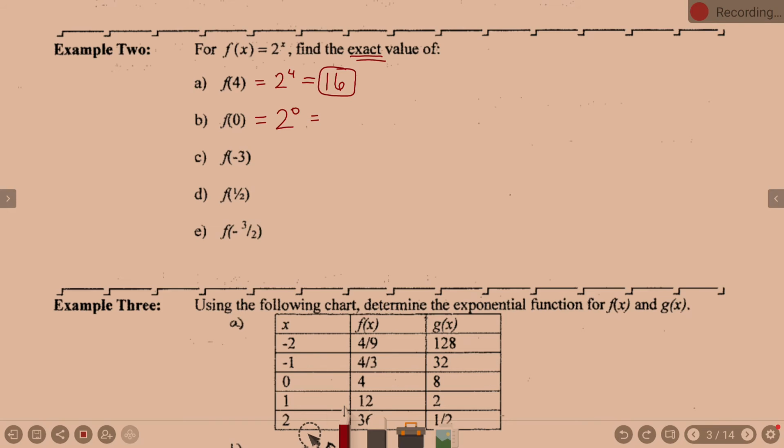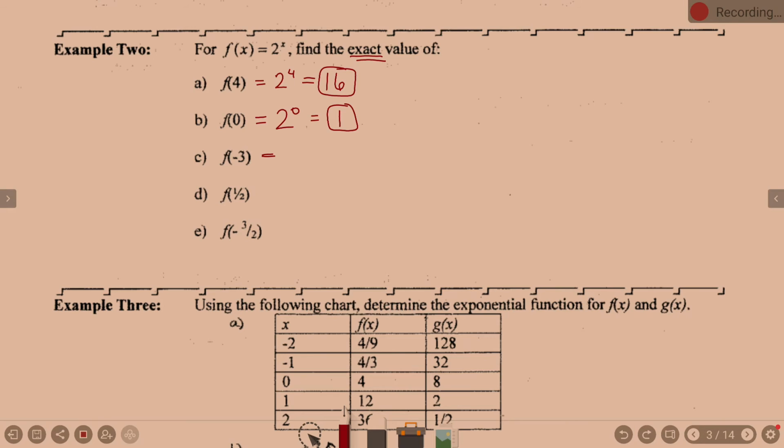What is anything raised to the power of 0? 1. And will your calculator confirm that? Yes. Okay, but just kind of a good reminder there. Okay, C. This is why we don't want to use a calculator, because if we use a calculator, well, I guess you get an exact value on this one, but.